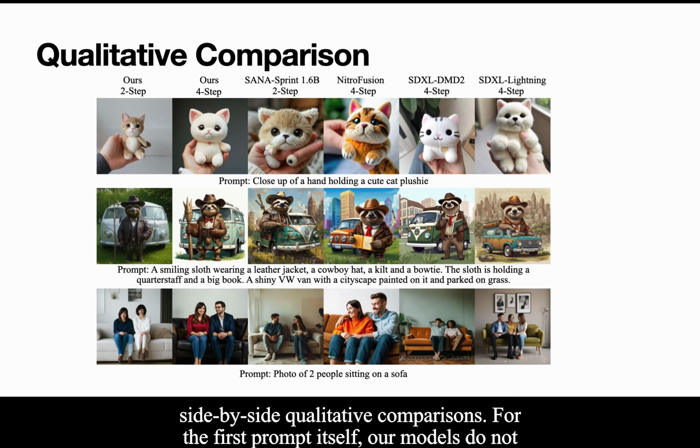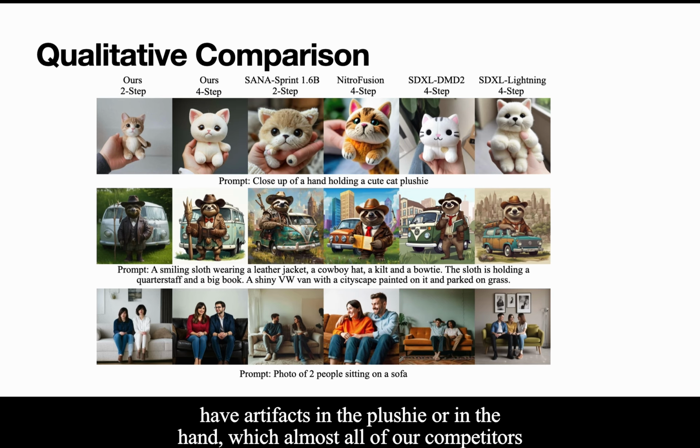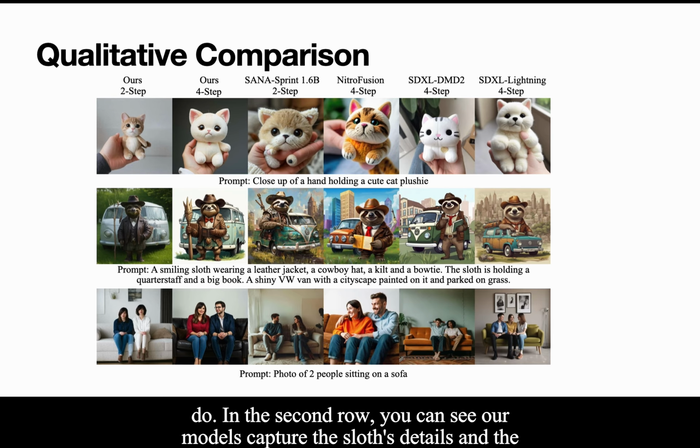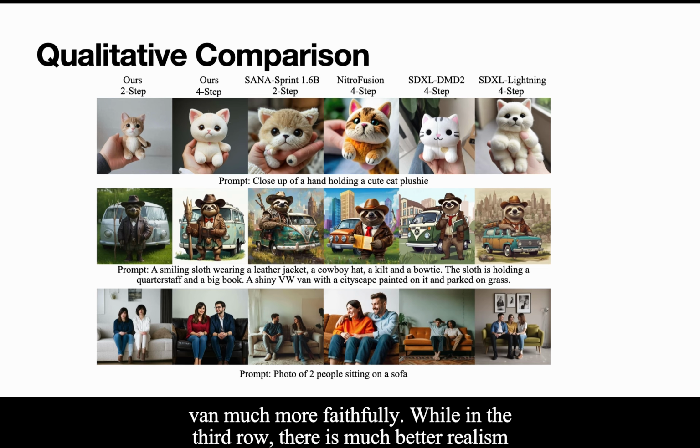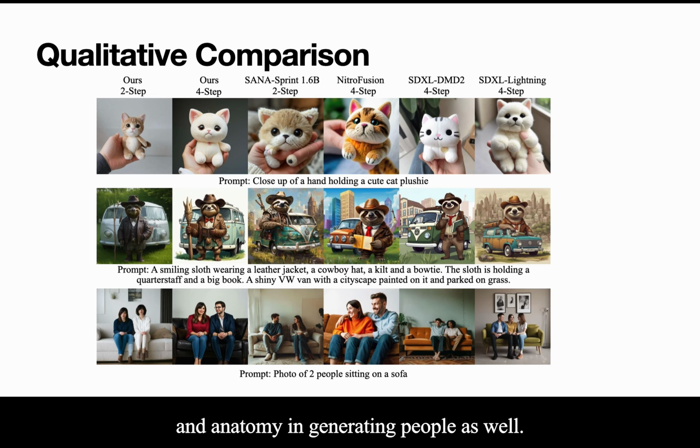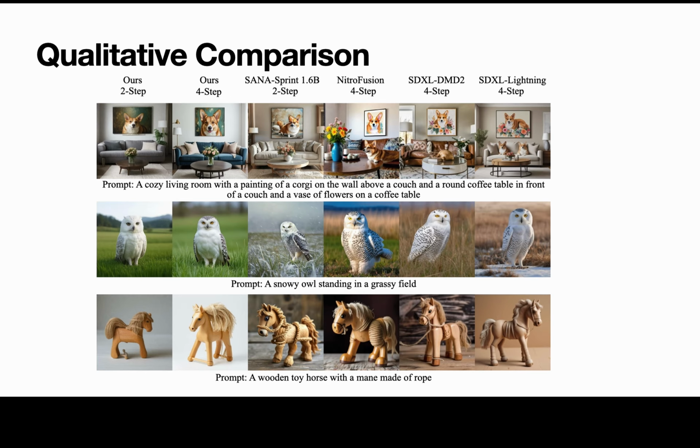Here we show more side-by-side qualitative comparisons. For the first prompt itself, our models do not have artifacts in the plushie or in the hand, which almost all of our competitors do. In the second row, you can see our models capture the sloth's details and the van much more faithfully, while in the third row, there is much better realism and anatomy in generating people as well.